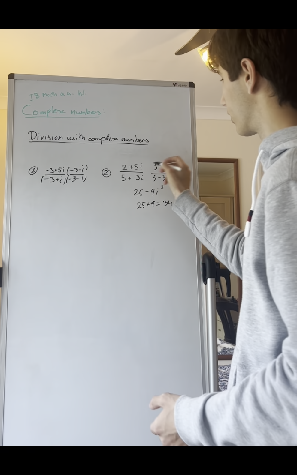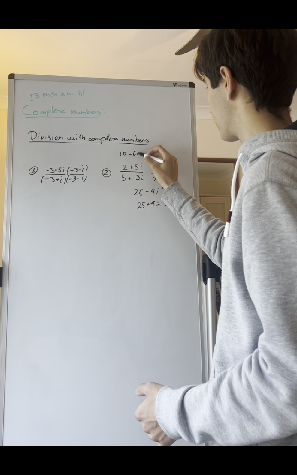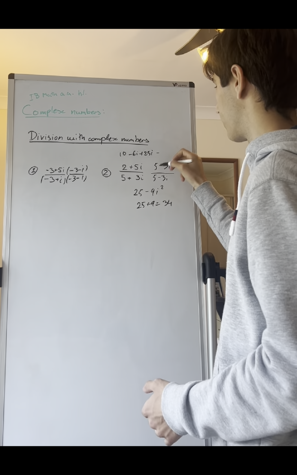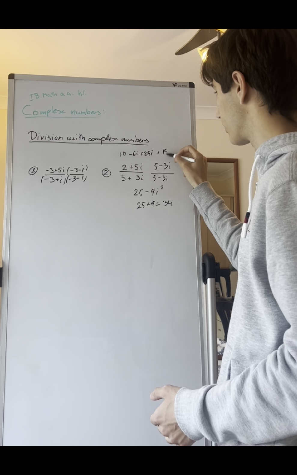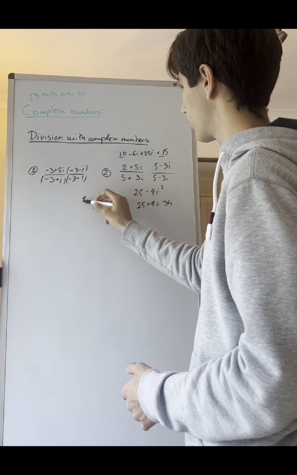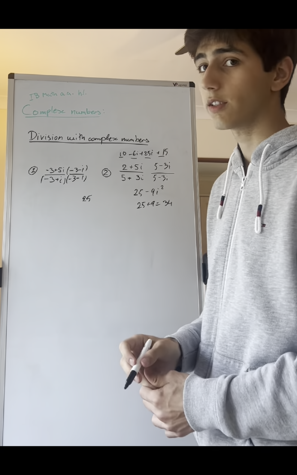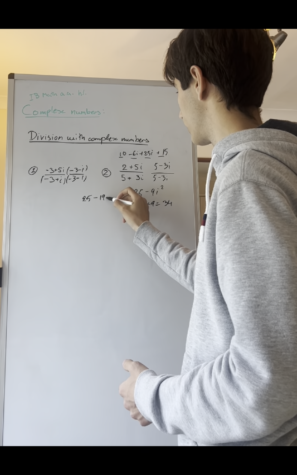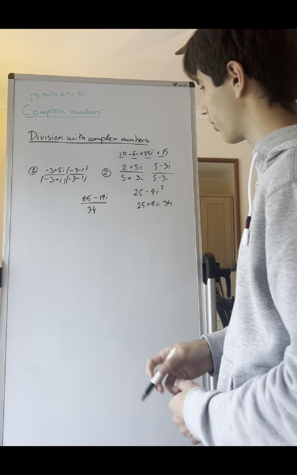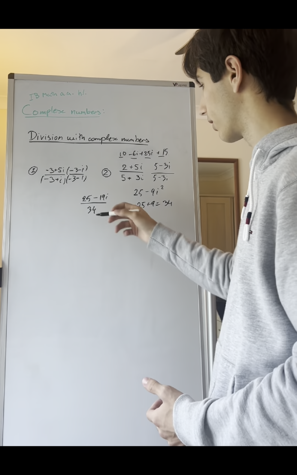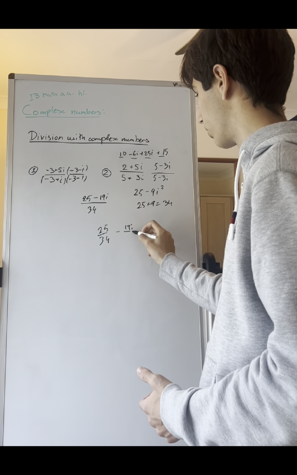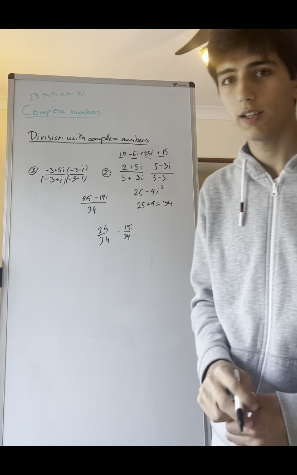And on the numerator, you're going to have 10 minus 6i plus 25i minus, and that minus becomes a plus because of the i squared, so plus 15. So this becomes 10 plus 15 is 25. Negative 6 plus 25 is negative 19i over 34. And I don't think we can simplify any further here, so we're going to leave this as 25 over 34 minus 19i over 34, like so.